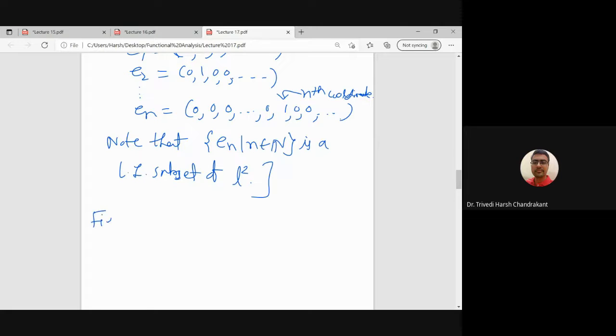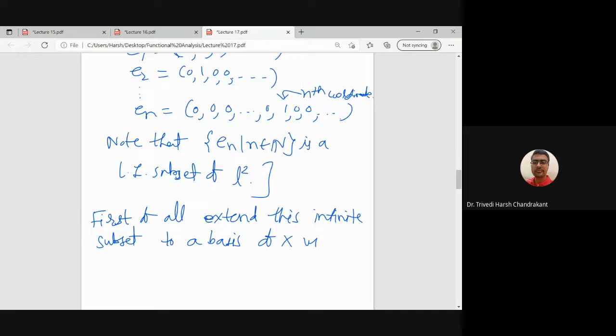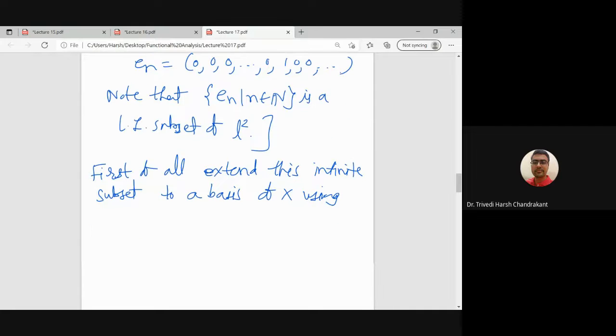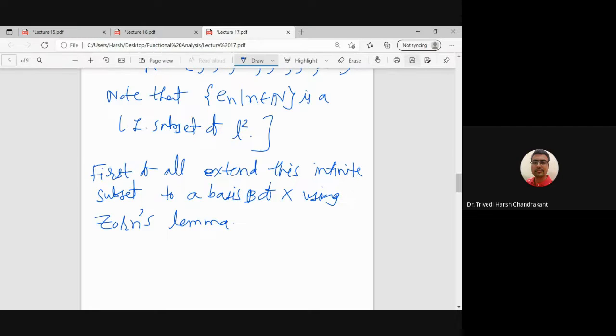So first of all, extend this infinite subset to a basis of X using Zorn's lemma. We have discussed, when we discussed Zorn's lemma, that we can extend every linearly independent set to a basis B. Right. So here basis means it is linearly independent and its span is X.